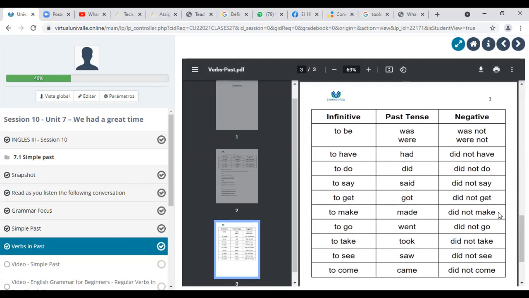To make, made, did not make. To go, went, did not go. To take, took, did not take. To see, saw, did not see. To come, came, did not come.